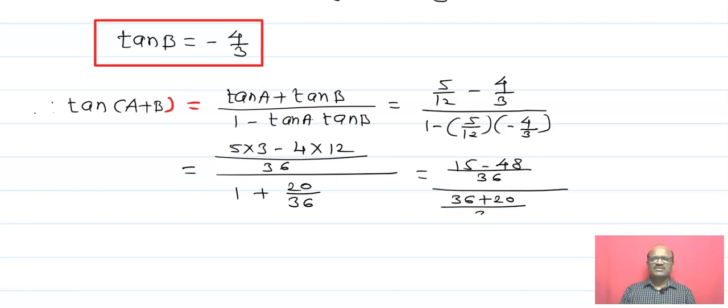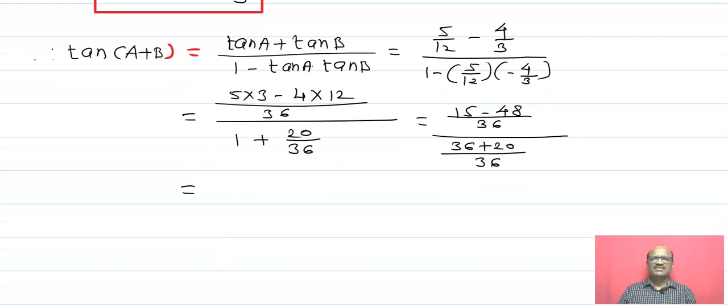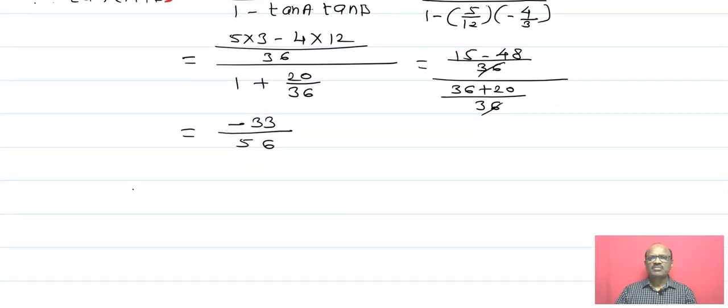and 36 plus 20 upon 36. The 36s get cancelled, and you are getting minus 33 upon 56, and hence tan of A plus B is equal to minus 33 upon 56.